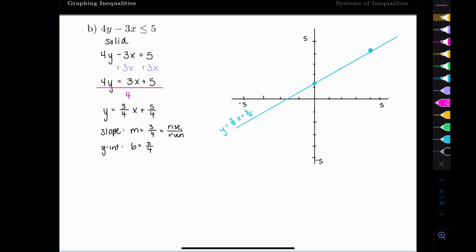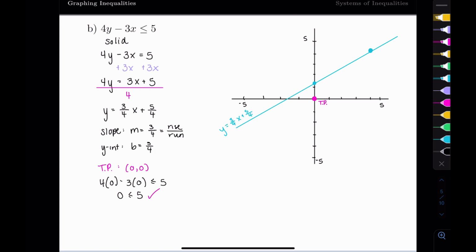So I'm going to pick my test point. And again, 0, 0 is a really nice one. So let's pick that. I want to plug this into my original inequality. So we have 4 times y minus 3 times x needs to be less than or equal to 5. And with this test point, I end up with 0 is less than or equal to 5, which is a true statement. So my test point works.